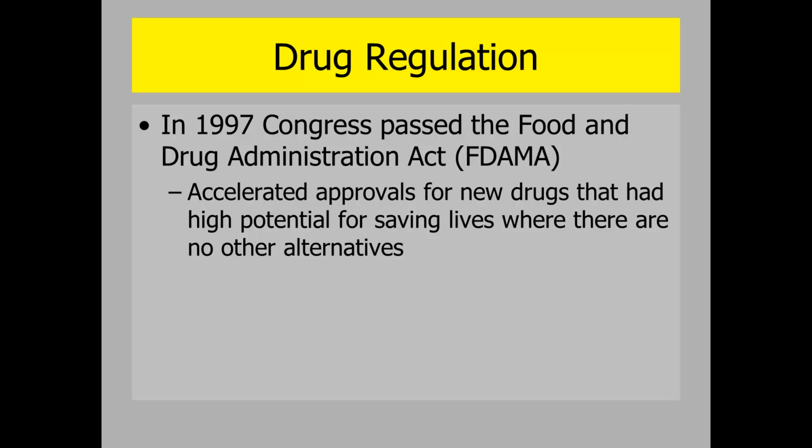So in 1997, Congress passed the Food and Drug Administration Act, which accelerated approvals for new drugs that had high potential for saving lives where there were no other alternatives. So a lot of those improvements in pushing the FDA were to push through drugs for HIV. So because HIV was so bad, they wanted to get new treatments out as fast as possible.